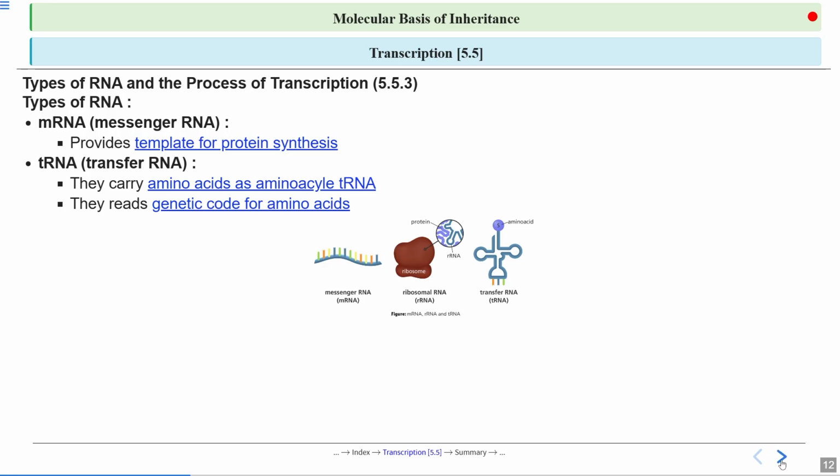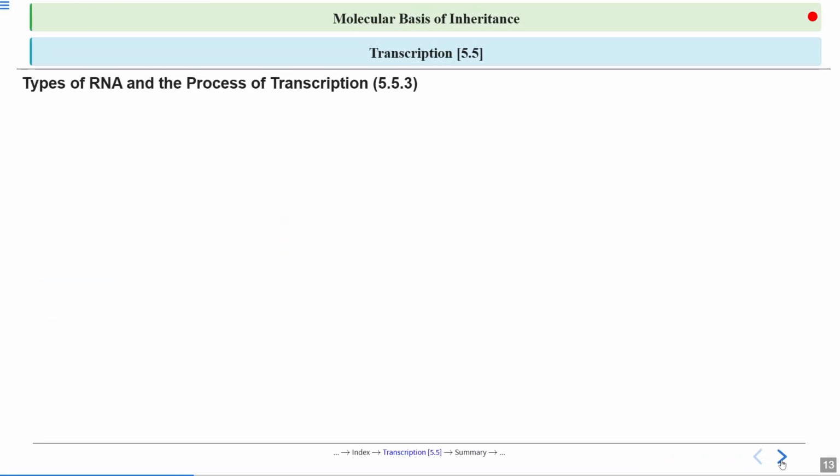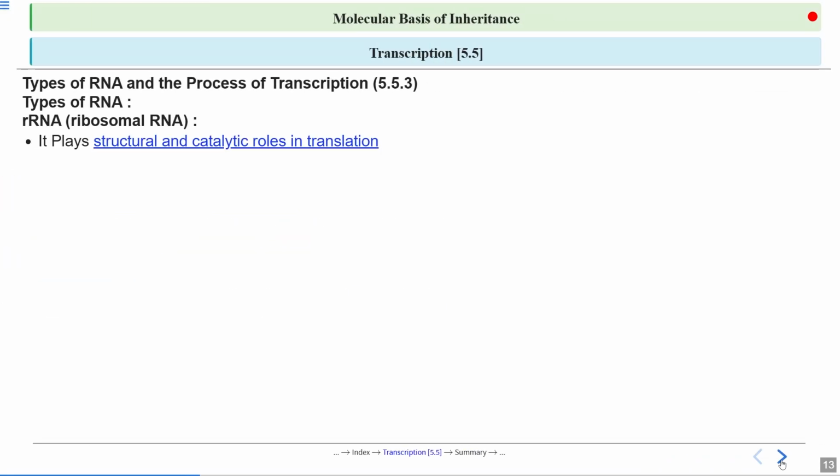Then we talk about the third RNA, that is the rRNA, the ribosomal RNA. It plays a dual role in translation. It acts in both a structural and a catalytic role. If we talk about the structural role, it forms the large and small units of the ribosome. So a ribosome is always made up of two subunits, one larger and one smaller.